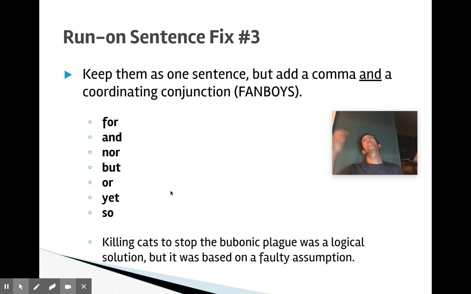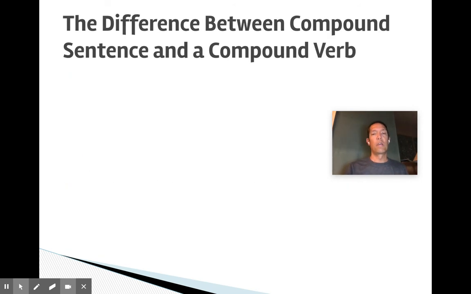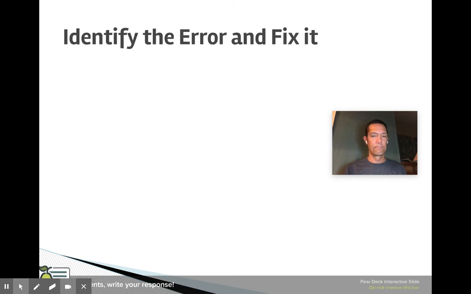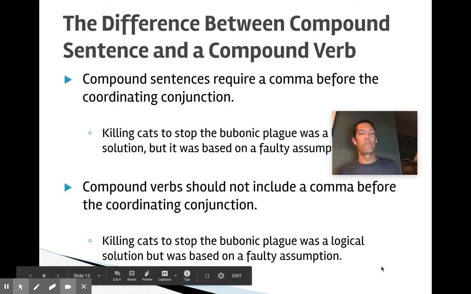If you have a sentence and a because and then another complete sentence, that is a complex sentence and you do not put a comma there. That's a whole other thing that we'll get into, I think, second semester. So make sure it only works with these words. These are the only words that can coordinate two complete sentences together. So that's it. Compound verbs do not include a comma before the coordinating conjunction. Compound sentences require a comma.